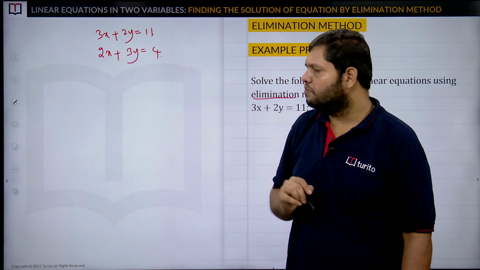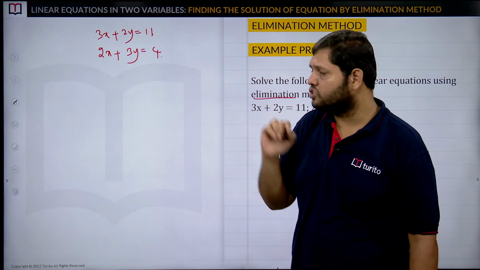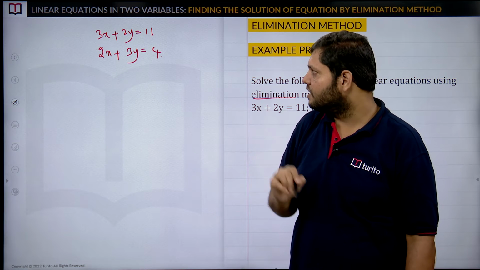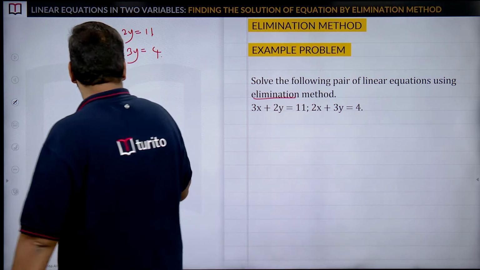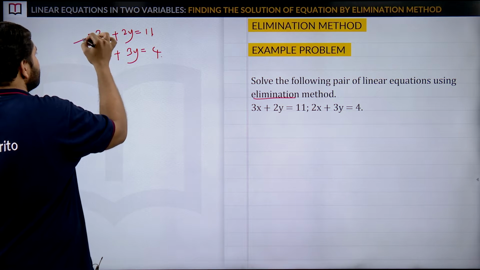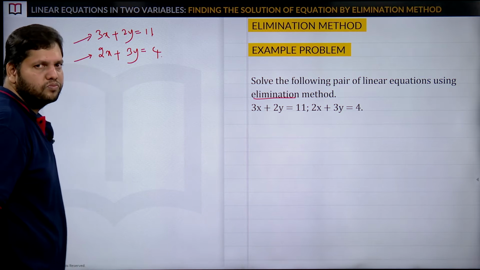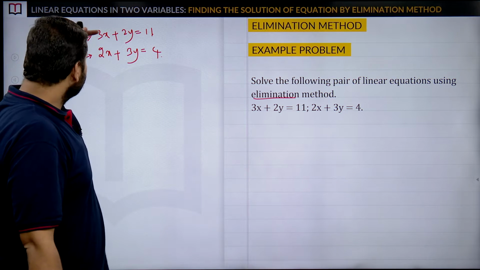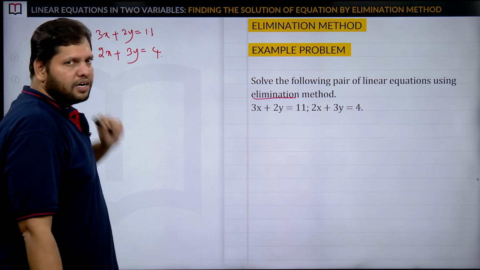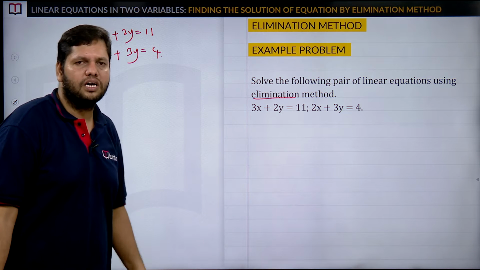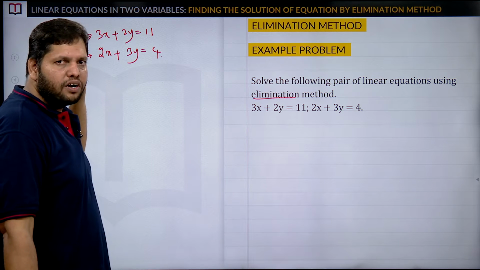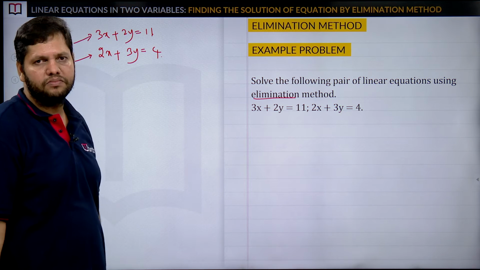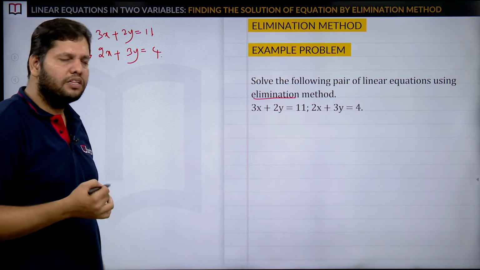Just look at the variable, children, for the first equation. What is the coefficient of x here? 3. In the second equation, what is the coefficient of x here? 2. So here the coefficient is 3 and here the coefficient is 2. Are you getting my point, children? I want to eliminate the variable x, but here the coefficients are different. Only when both the coefficients are equal can I cancel.